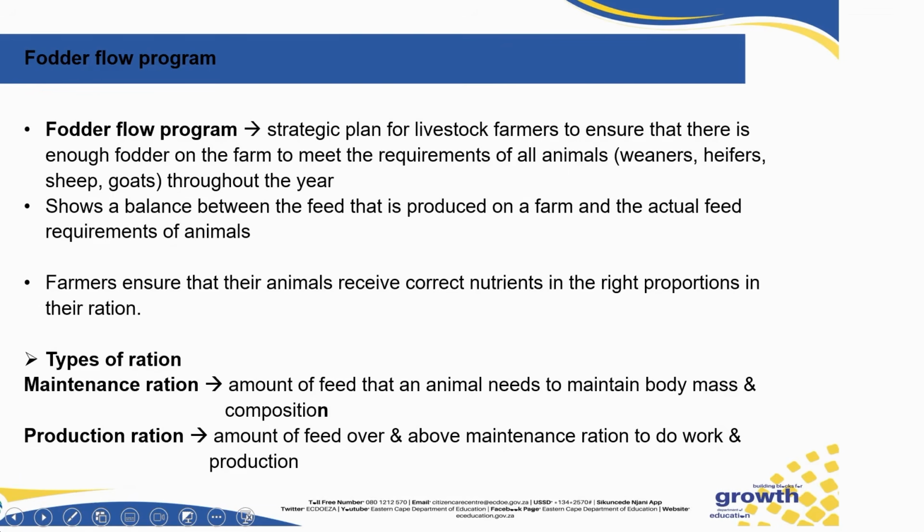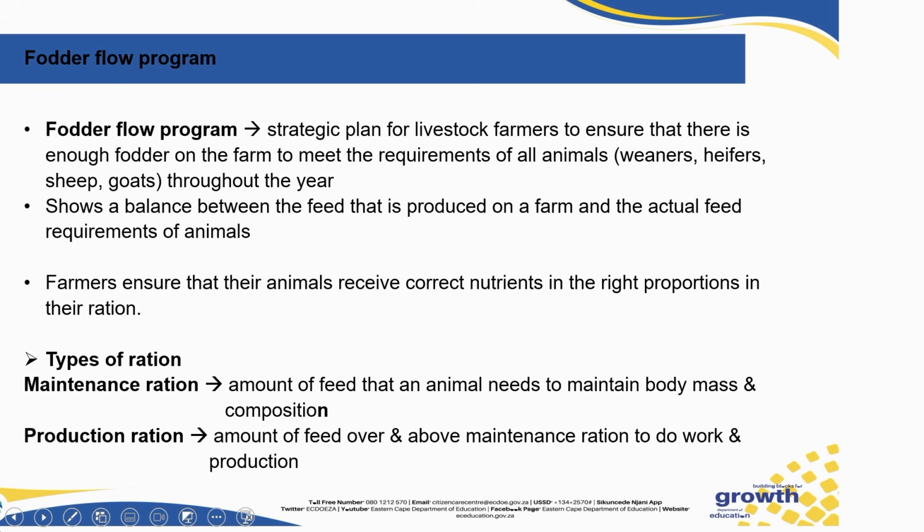So, the fodder flow program. What is a fodder flow program? The name flow means a farmer has to produce feed for animals, fodder for animals throughout the year. The farmer needs to ensure that all the animals on the farm are covered: the weaners, the animals that are producing, the lactating animals. They need to have feed throughout the year. They need to be accommodated throughout the year.